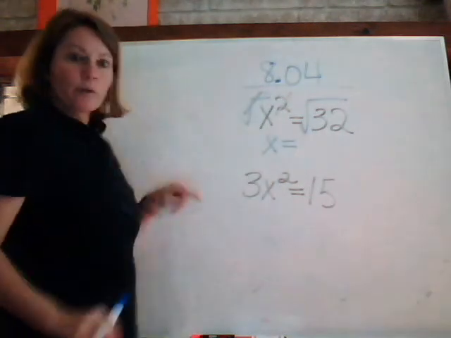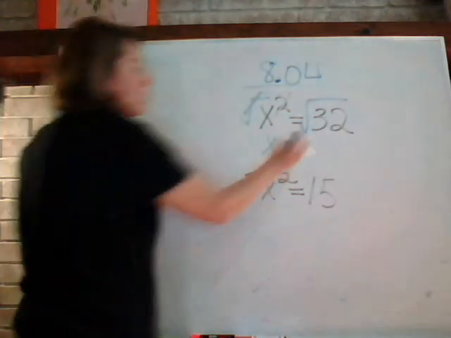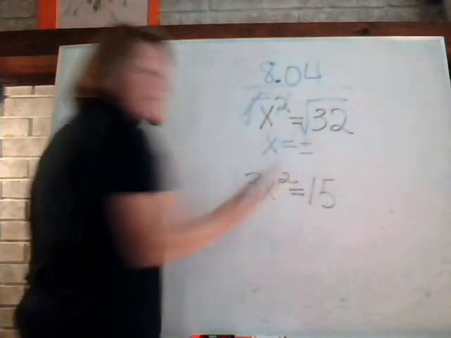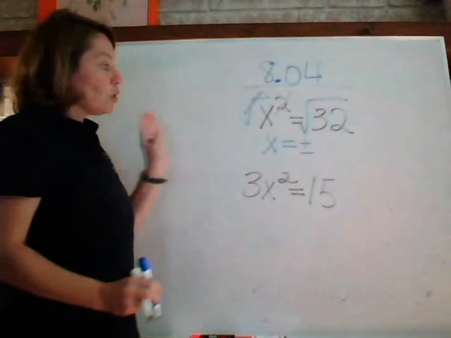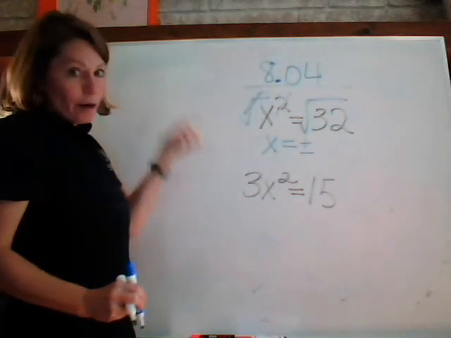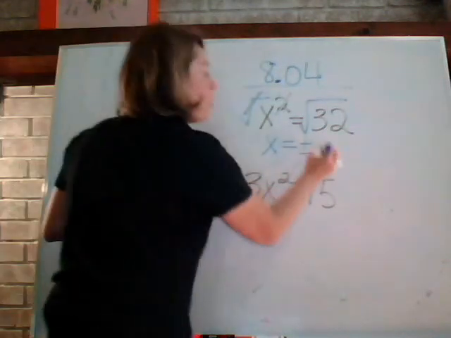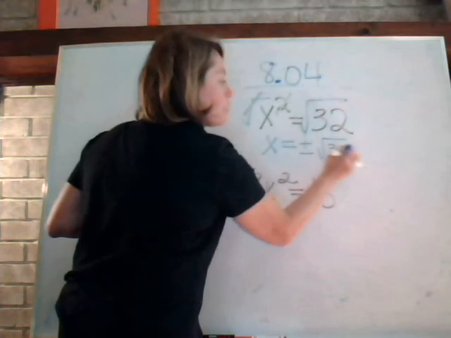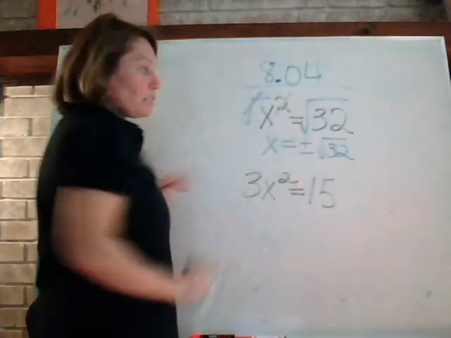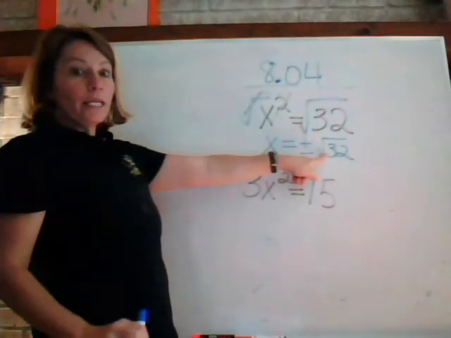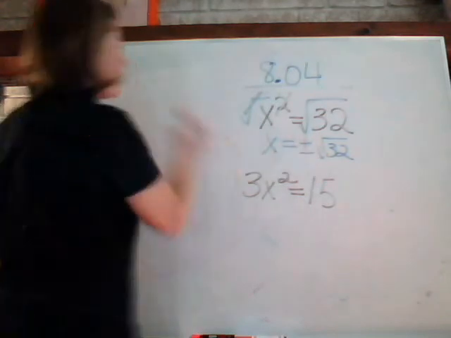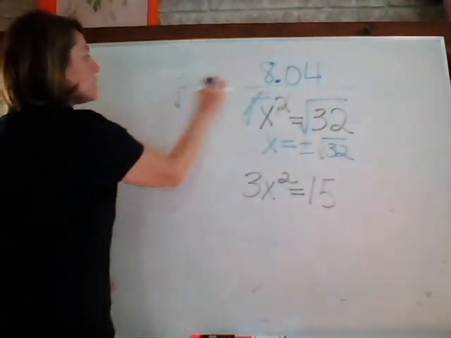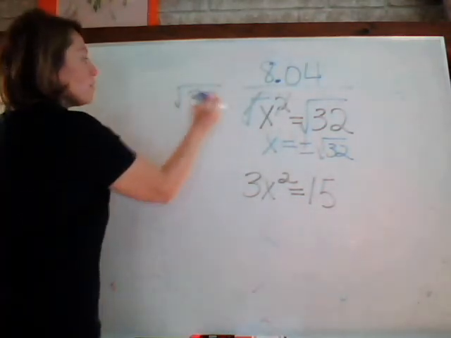And then when you take the square root, you always have two roots. You're going to have a positive and a negative square root, because negatives squared are positive numbers, right? So you always have two roots when you take the square root. So I'm going to have plus or minus the square root of 32. But we know the square root of 32 simplifies. So I'm going to come over here and simplify the square root of 32.